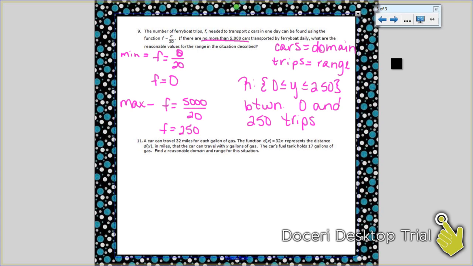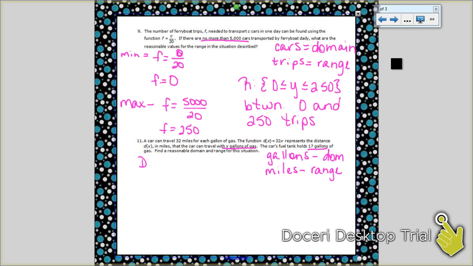Well, they told me here that x is the gallons of gas. So x, which is our domain, is the gallons. So the gallons of gas is the domain. That means that the miles that can be driven is the range. So for a reasonable domain, for my domain values, I know that the car can hold 17 gallons, which means that's its maximum.